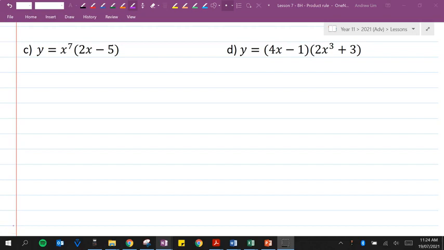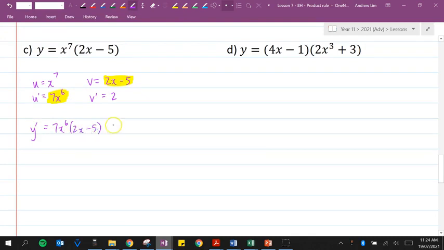Okay, question C. We've got u is equal to x to the power 7. So u dash is equal to 7x to the power 6. v is equal to 2x minus 5. So v dash is equal to 2. So when we differentiate this, we get vu dash times them together, plus uv dash times these together.